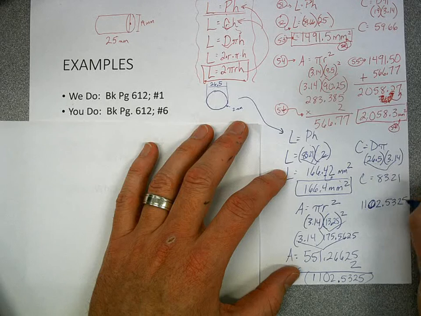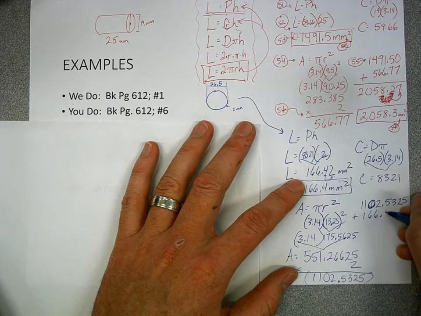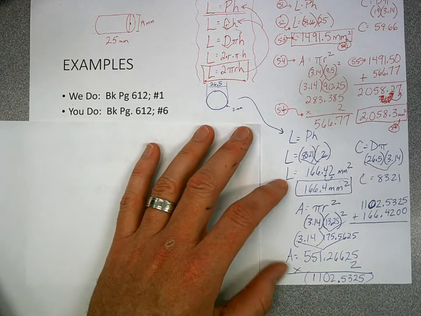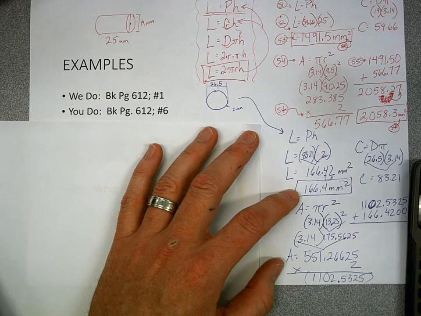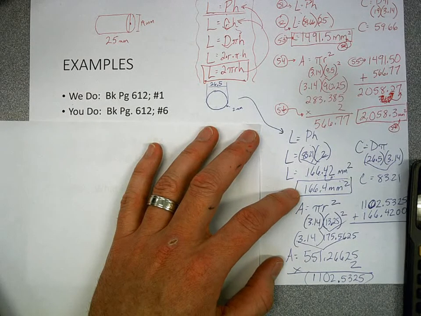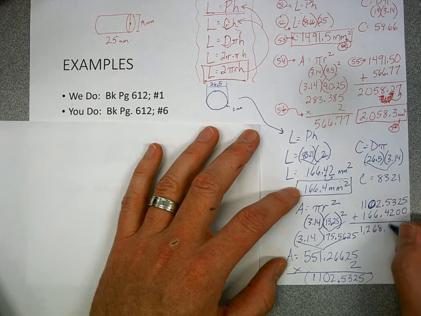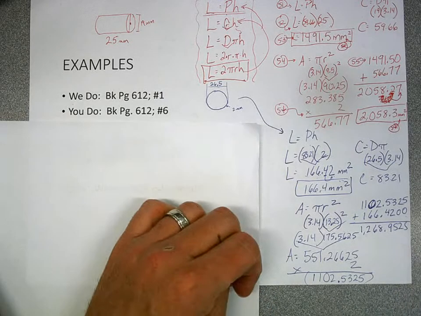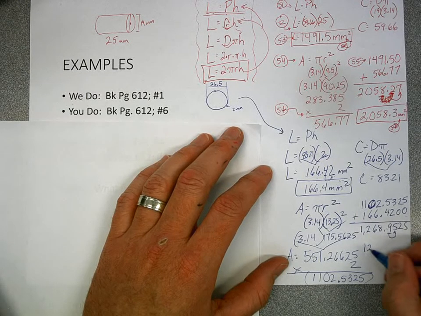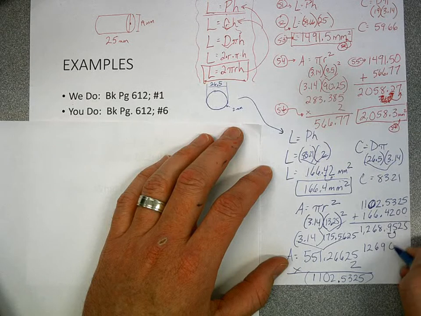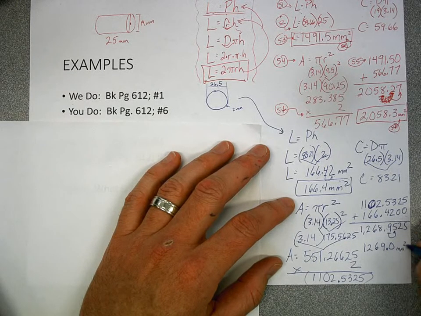and I'm going to add it to the unrounded lateral area, just in case it affects it slightly. So the sum of our two bases added with our lateral area, which is already in the calculator, plus 166.42 equals 1,268.9525. And I don't want to forget to round, so to the nearest tenth. The 5 makes the 89 go to 90, which is 1,269.0. Don't forget your units, squared millimeters.